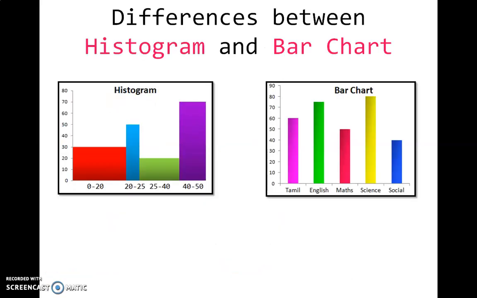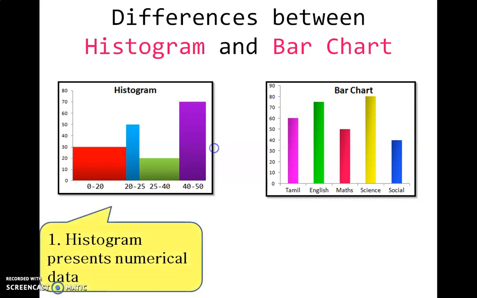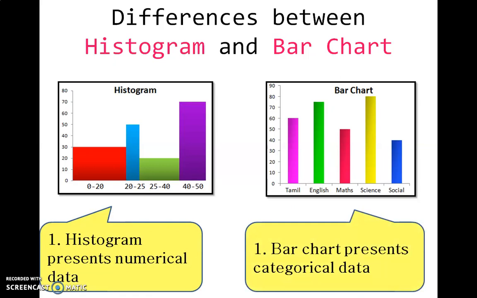Differences between histogram and bar chart. The first difference, histogram presents numerical data. Bar chart presents categorical data.